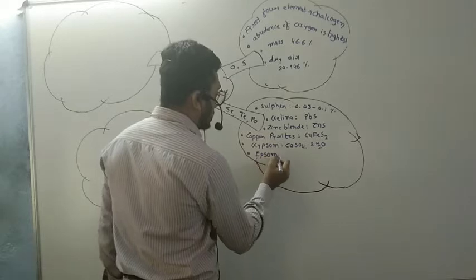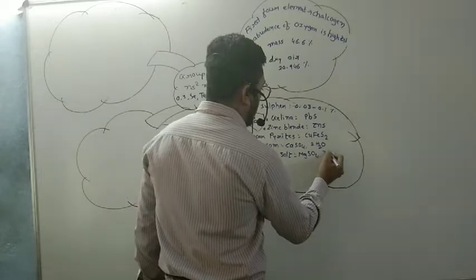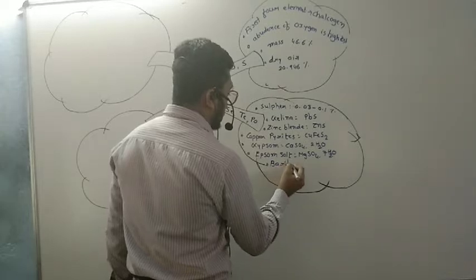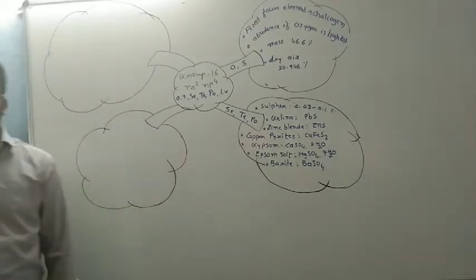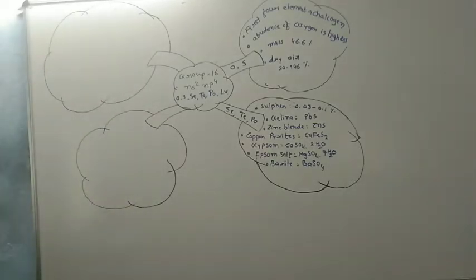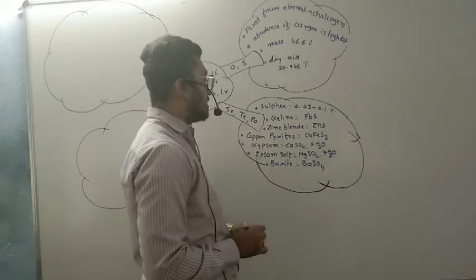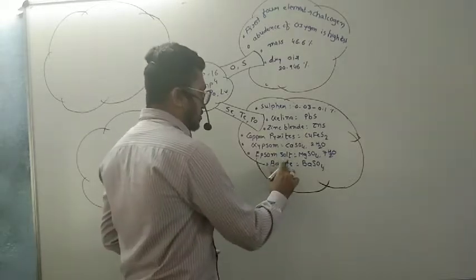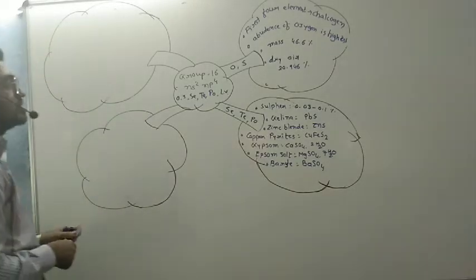Epsom salt, MgSO4·7H2O. Barite, BaSO4. So these are the important minerals of sulfur. We all have to remember this information, which minerals these are: galena, zinc blende, copper pyrites, gypsum, Epsom salt. These are the important minerals of sulfur, and this much discussion is enough for them.